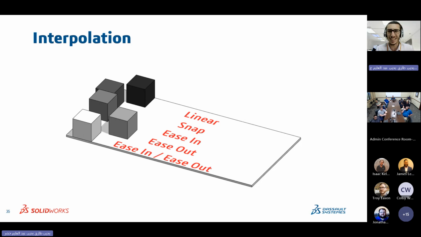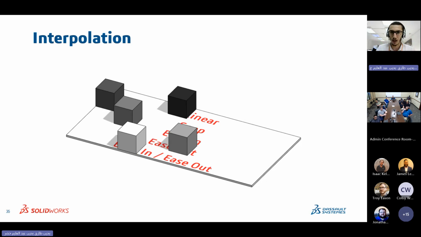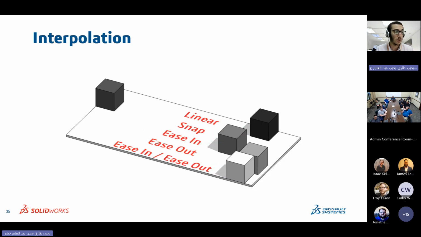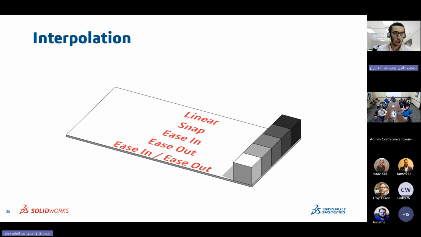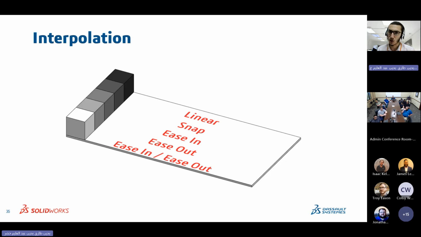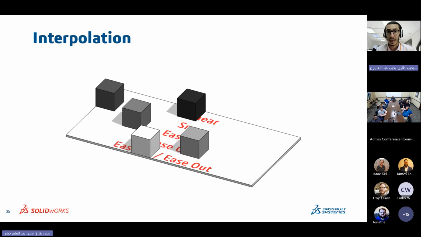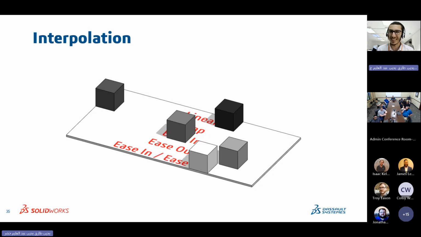So there's linear, no acceleration, just time, the distance divided by the time, that's constant velocity, and that's pretty much it. We've got things like ease in, where it starts a bit slower and then it speeds up at the end, or the opposite, ease out. It starts quicker and then slows down. And they've got something which I prefer, which is ease in and ease out.